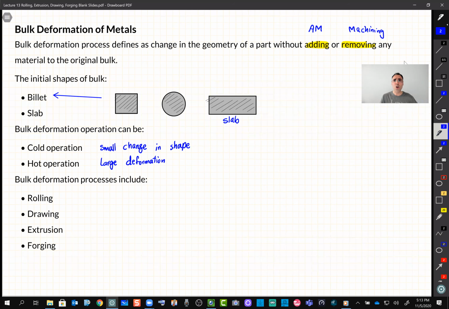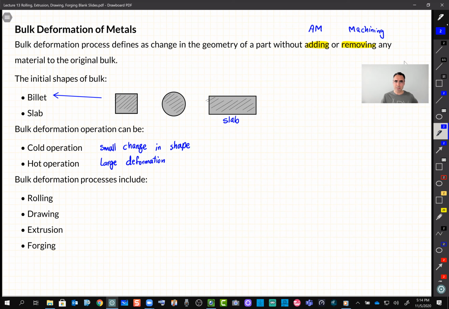So rolling, drawing, extrusion, and forging. As the name implies, in rolling, it involves rollers to change the shape that we want. If you haven't watched those YouTube videos that I posted, I hope you watch them. But if you haven't, rolling involves two rollers which squeeze a slab of material between them to reduce or change the cross section.